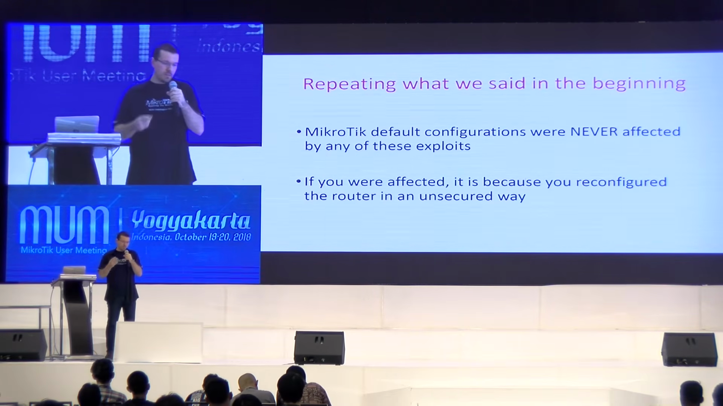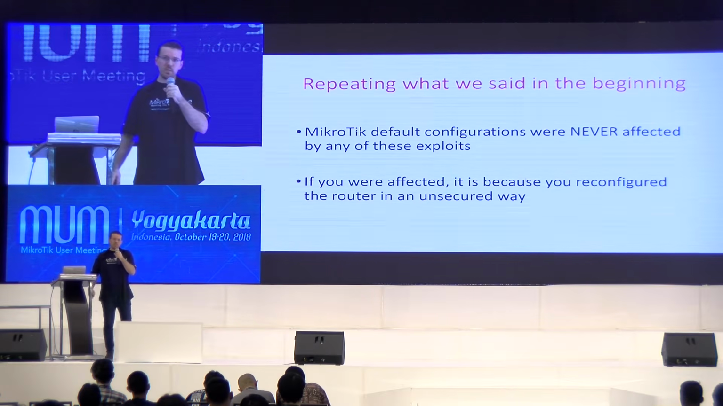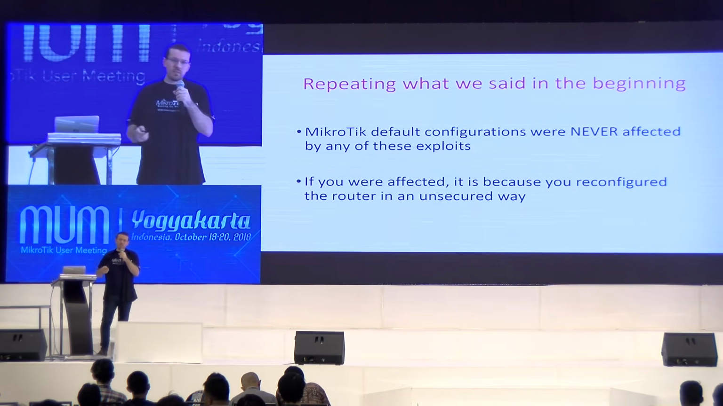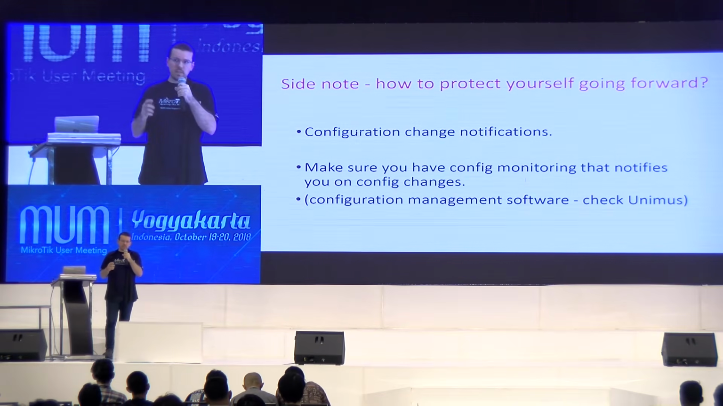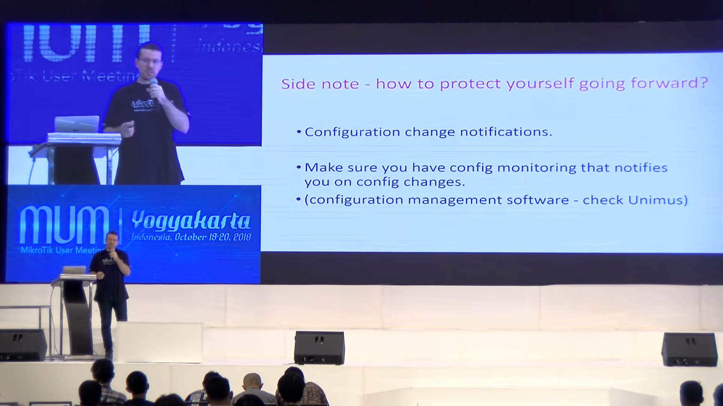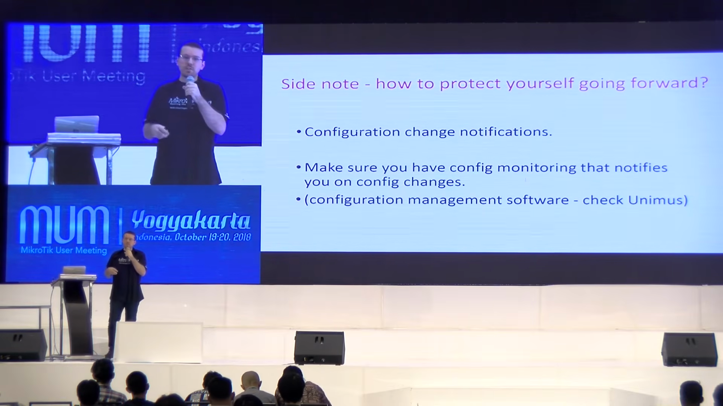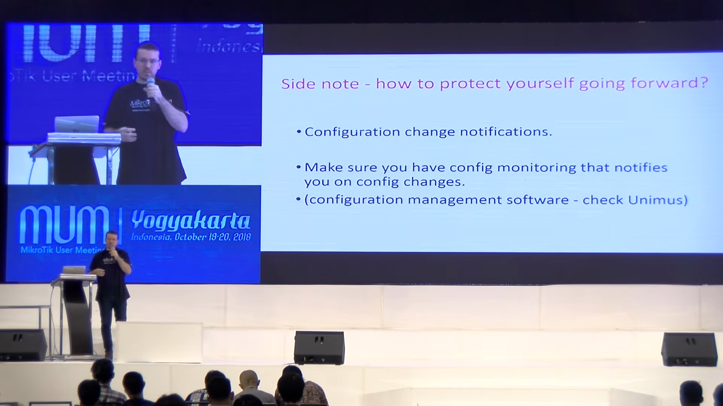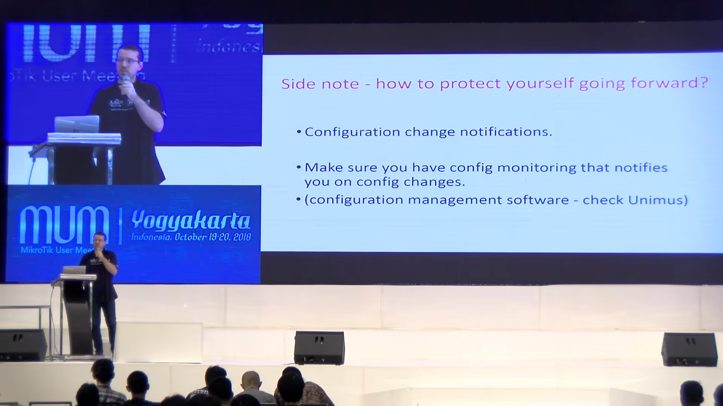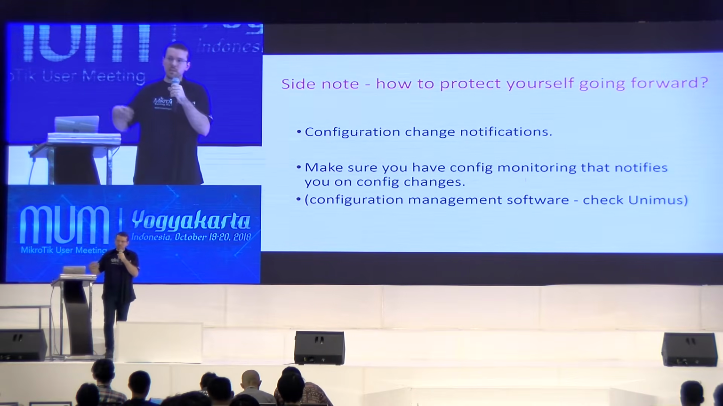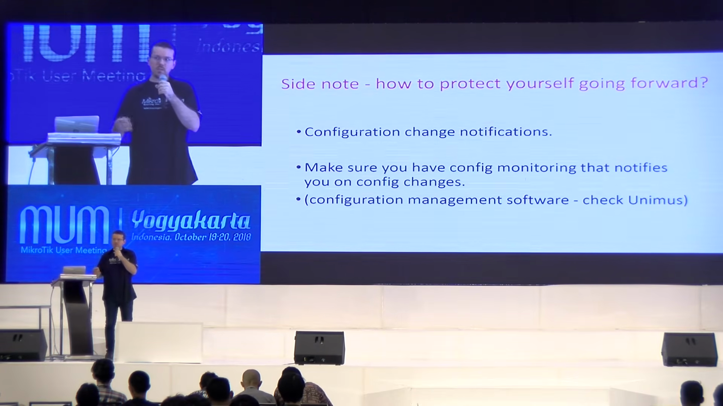So how to protect yourself going forward? Well, we said proper security is super important. Make sure you were not exploited by checking your configurations. One really good tool you can use is configuration change notifications. Make sure you have some configuration monitoring system which will notify you when the configuration of your router changes. So as soon as attackers exploit your router, you get the notifications about the configuration change, and you know that something bad has happened.